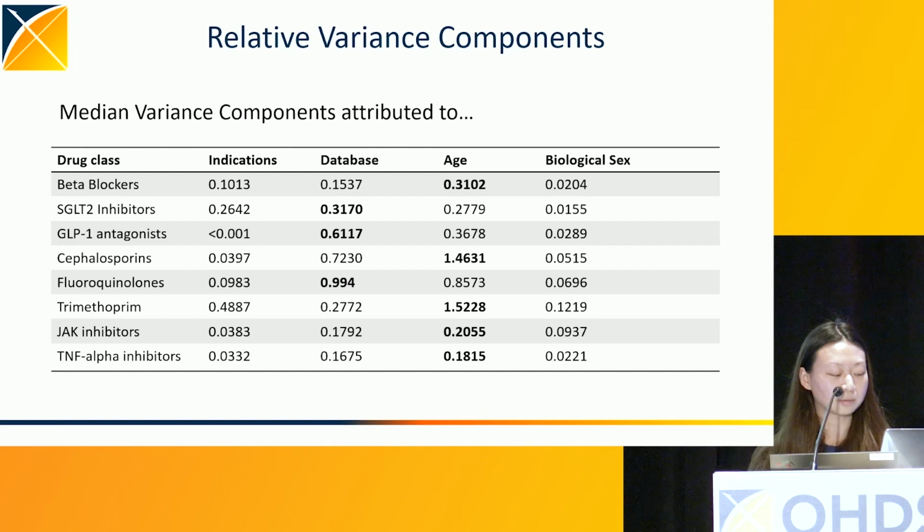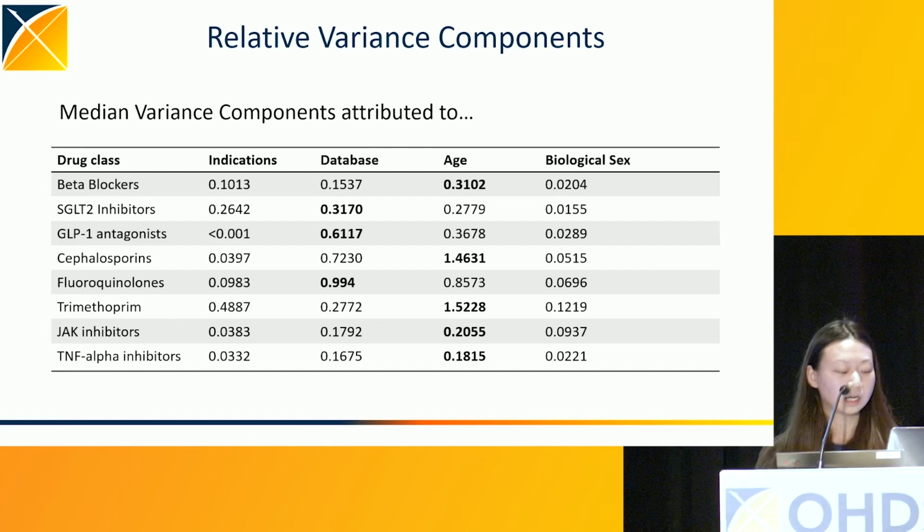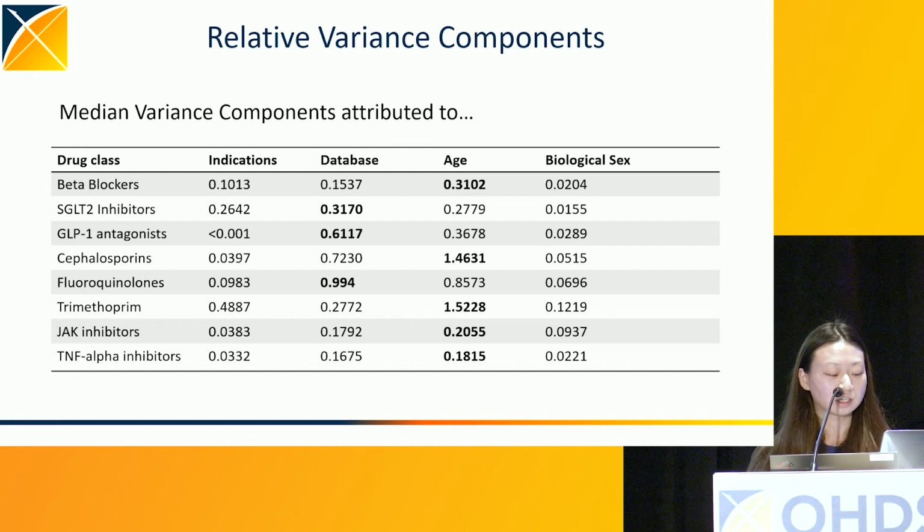And how do the variance components for indication compare to variance components for age, database, and sex? Here we show that usually either database or age have the highest median variance component, followed usually by indication, then biological sex. And the fact that biological sex usually had the smallest variance components is consistent with our previous studies that gender matters a little bit less when it comes to these variations that we see in incidence rate estimations.